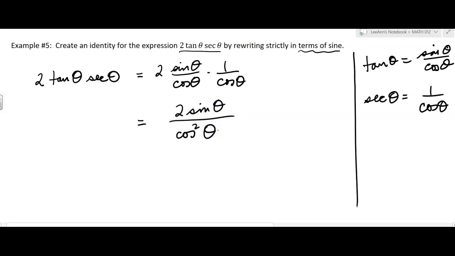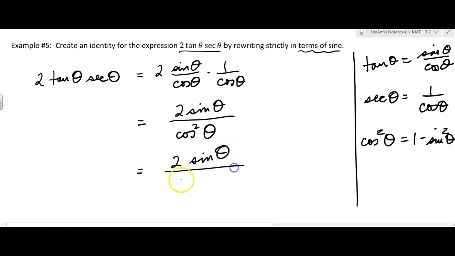Now remember, I said you can't change a cosine into a sine, but you can change a cosine squared into a sine squared kind of thing, okay? So now we can use a Pythagorean identity, or an alternate form that says cosine squared theta equals 1 minus sine squared theta. So you want to remember that one. And so I'm going to get 2 sine theta over 1 minus sine squared theta.